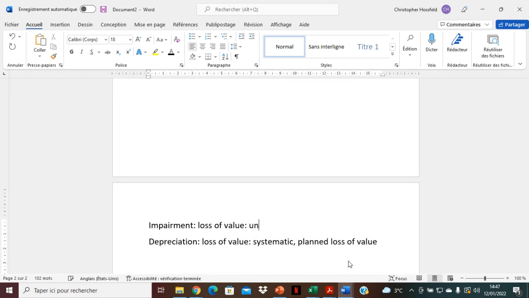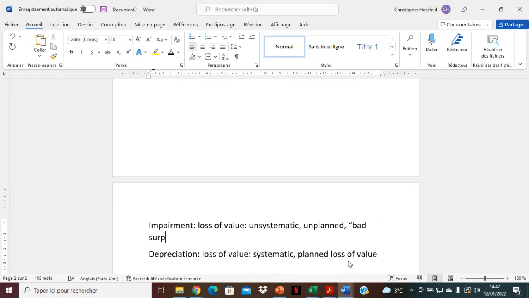Impairment, on the other hand, is unsystematic. It's unplanned. Therefore, I call it a bad surprise loss. That means for 10 years, maybe there's no impairment whatsoever because your company does fine. And then suddenly in one year, you take huge impairment losses because rather bad stuff is happening, for example. So impairments are losses of value that are unplanned. They are a bad surprise. Depreciation is not a surprise. I know exactly what's going on.